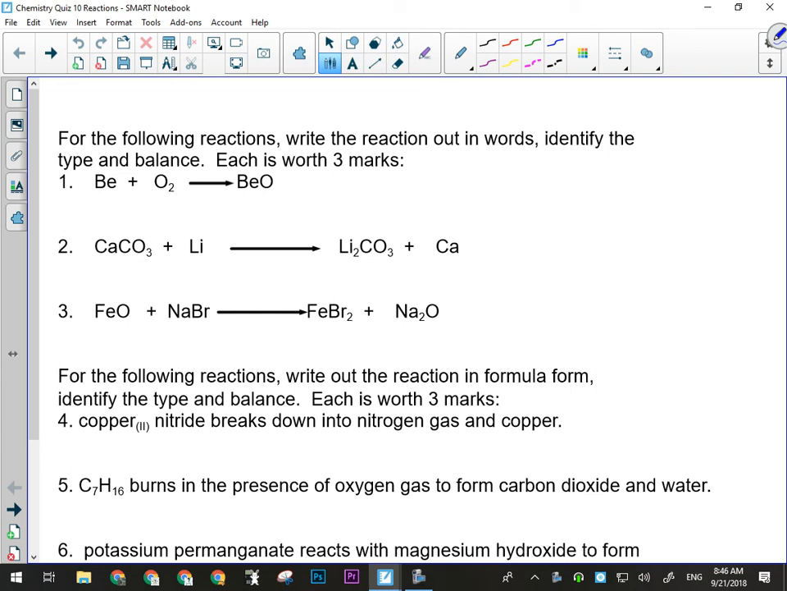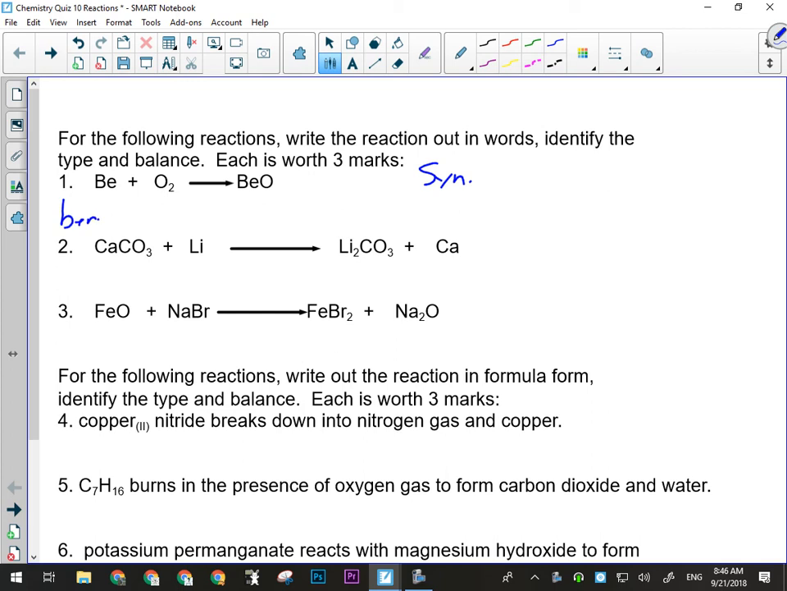So for our first one, we have an element plus an element making a compound. What kind of reaction is that? It's a synthesis reaction. That was one of the 3 marks, identifying the type of reaction. Guys, a few people lost marks on this because they didn't read the question carefully enough and know what they were being asked to do. I had a number of people who didn't write the word reaction for the first 3 reactions. If you didn't do that, that was a mark. All right, so then we need to write it out in words.